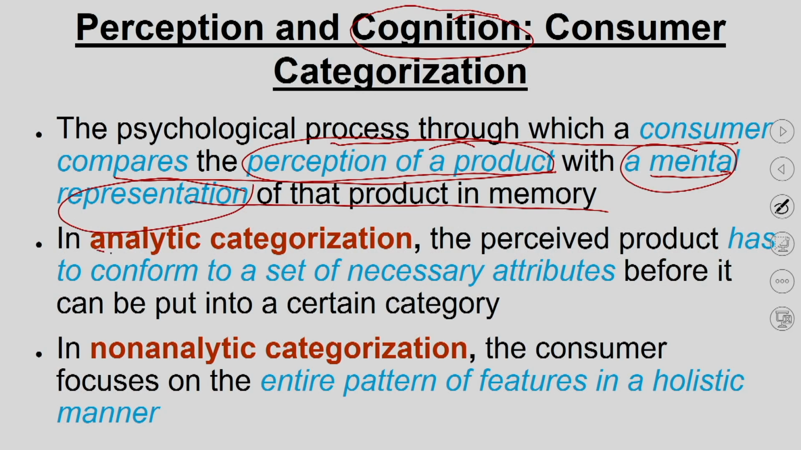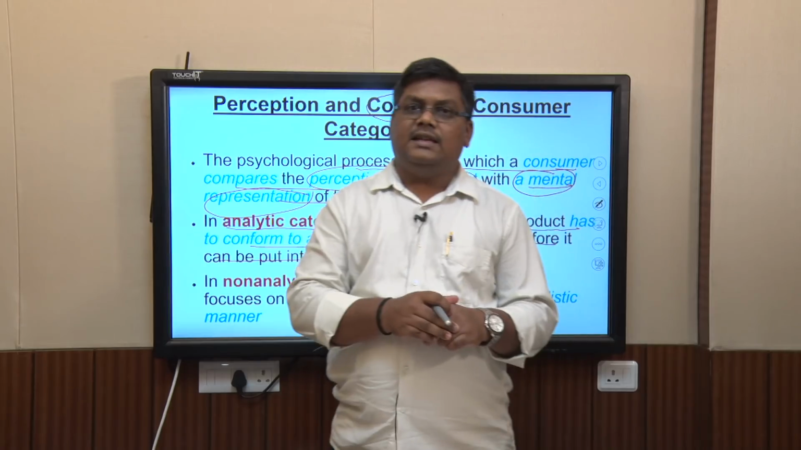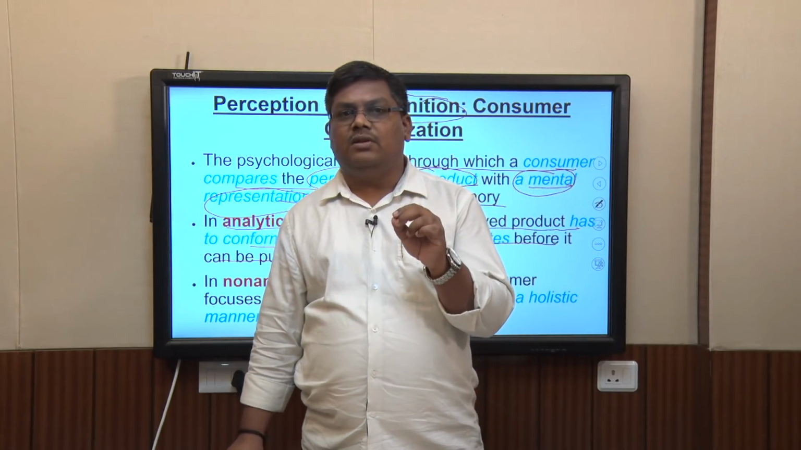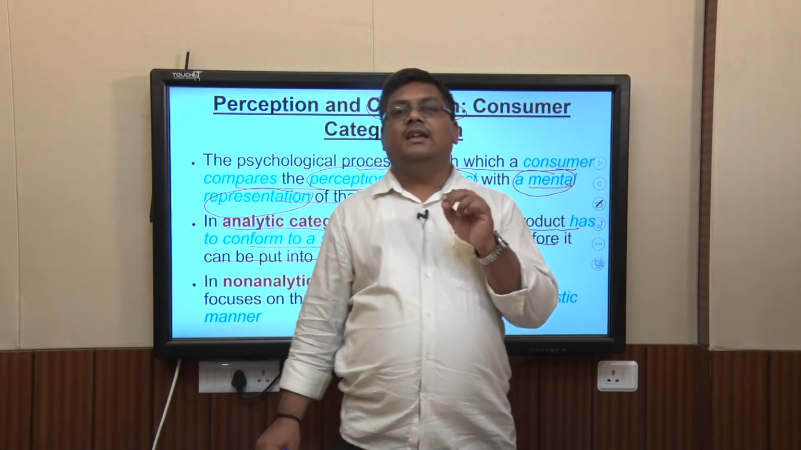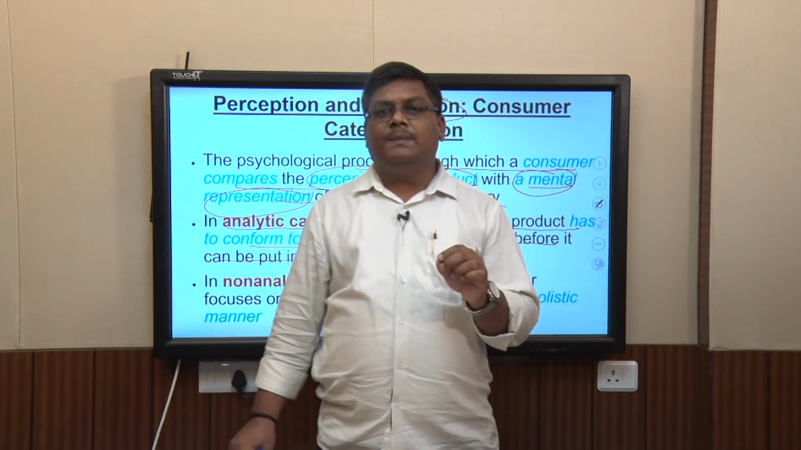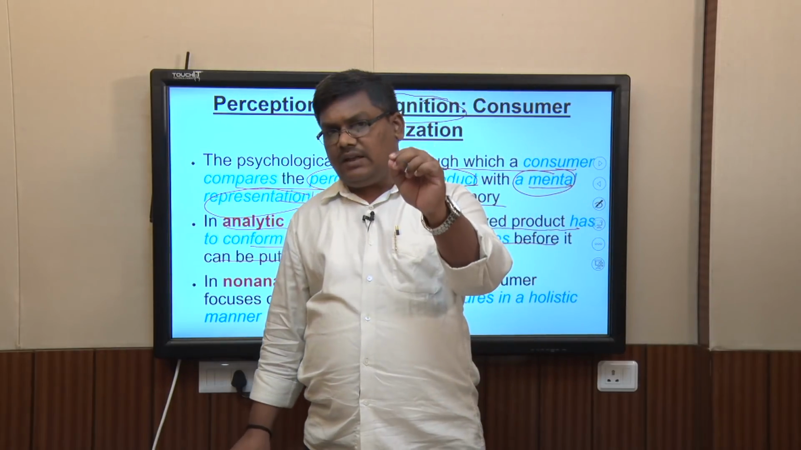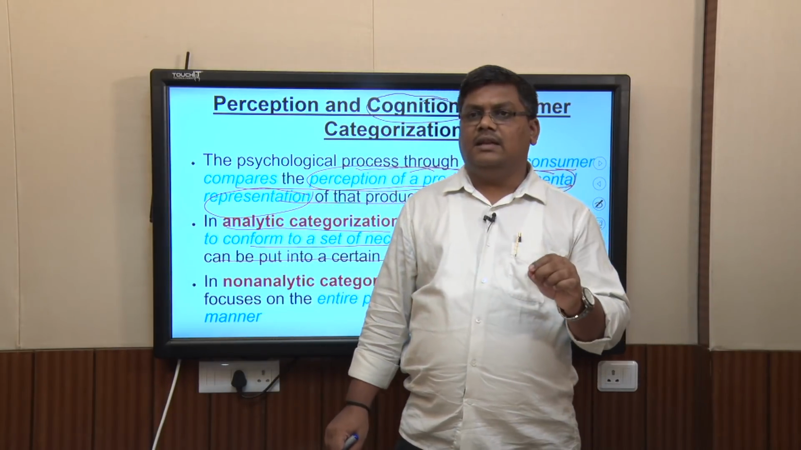One is the analytic categorization method, where the perceived product has to conform to a set of necessary attributes before it can be put into a certain category. In the analytical way of categorization, the consumer has a set of attributes, a set of parameters, and if the product matches all or some of these parameters, only then will it be categorized into that particular category.